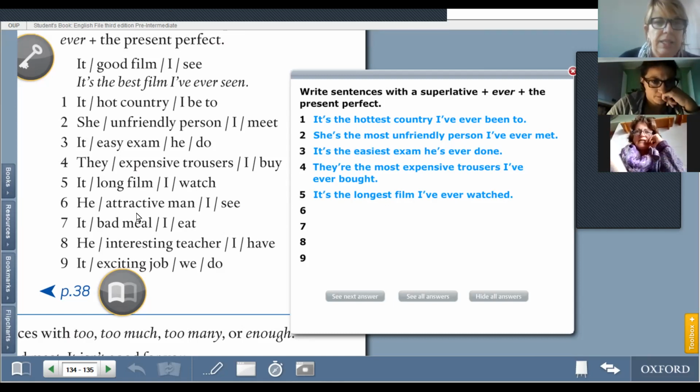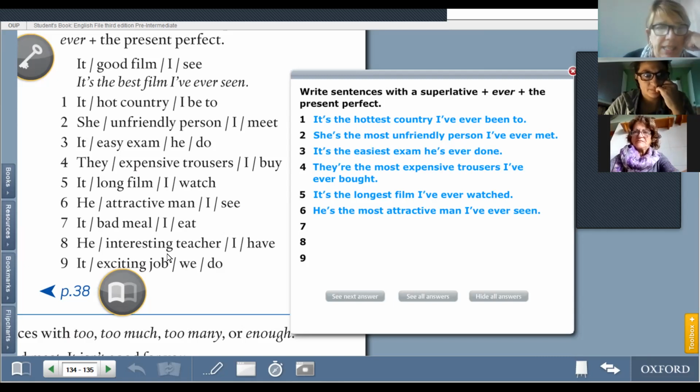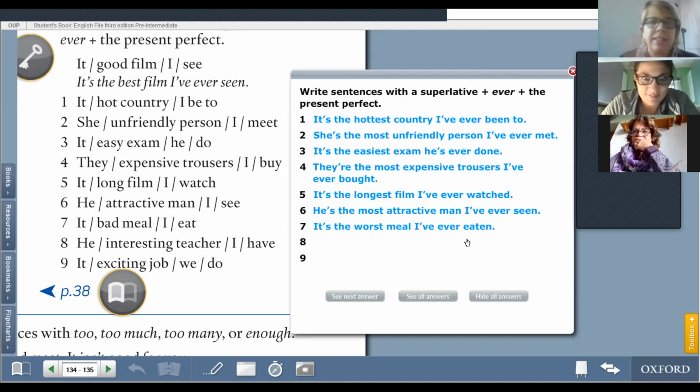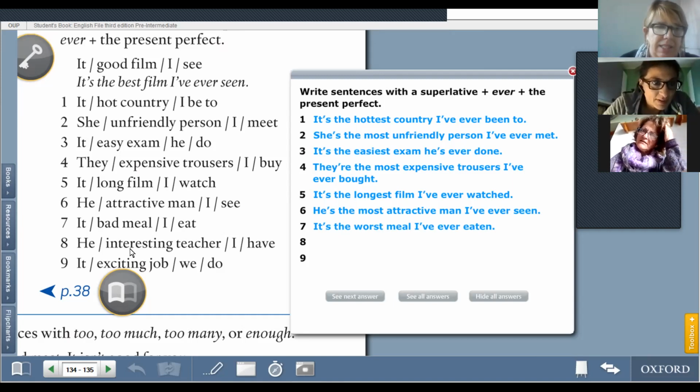6. He's the most attractive man I've ever seen. Seen. Yes, good, perfect. It's the most attractive man I've ever seen. It is the worst meal I have ever eaten. Eaten, yes. It's the worst meal I've ever eaten. Eat, ate, eaten. Allora, he is the most interesting teacher I haven't.